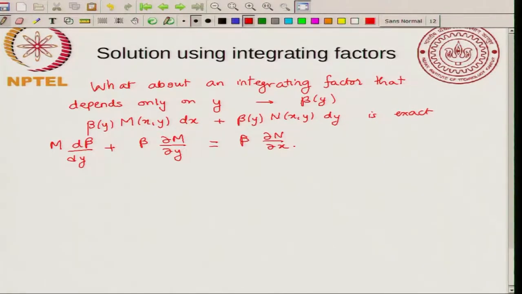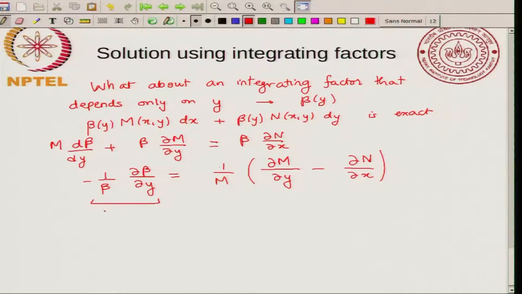Okay. So, now again I can do the same sort of rearrangement. I can write minus 1 over beta d beta by dy is equal to 1 over m times dou m by dou y minus dou n by dou x. Okay. So now again you have this depends only on y, and again let me make the correction here. I will call this d, since it depends only on y, this is d beta by dy.